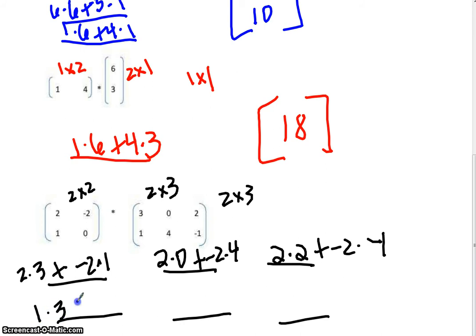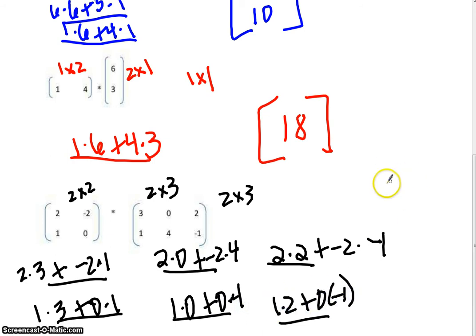1 times 3 plus 0 times 1. 1 times 0 plus 0 times 4. 1 times 2 plus 0 times -1.